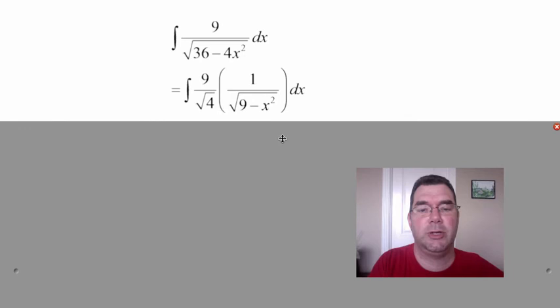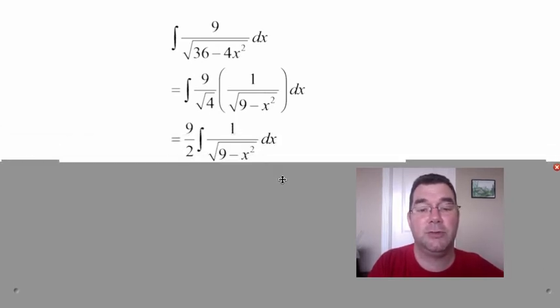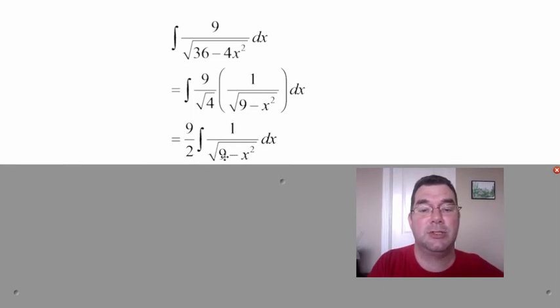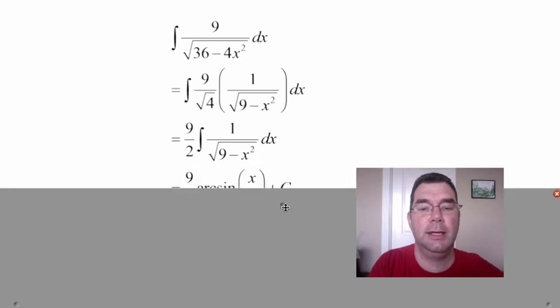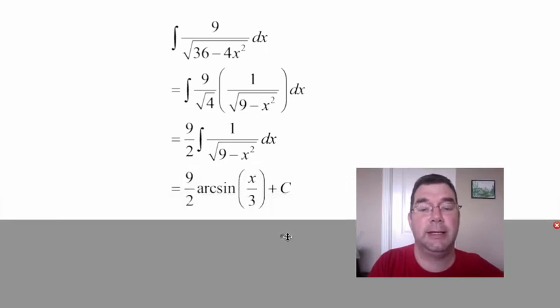I'm going to factor the 9 out of the top, and I'm going to factor a root 4 out of the bottom, and that's what I'm left with. And since all of this is just a constant, I can pull it out front so that there's a 9 over 2 sitting out front, and then there's something that looks a lot more familiar in the integral. And now that I know what the rule is, I know that the integral of this function is just arcsine of x over 3. And I keep the 9 over 2 out front, and I add a plus c at the end.